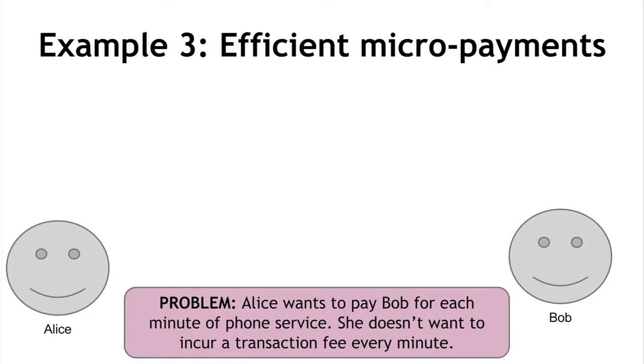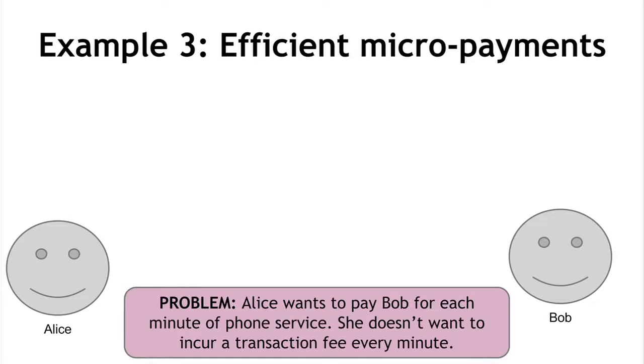A third example I'd like to show you is a way to do efficient micropayments. So the setup here is that Alice is a customer who wants to pay Bob a low amount of money for some service that she's going to use. So maybe in this case, Bob is really Alice's wireless service provider, and Alice wants to pay a small amount of money for every minute that she talks on her phone. Now you can see why a solution that won't work here is to simply create a Bitcoin transaction every minute that Alice speaks on the phone.